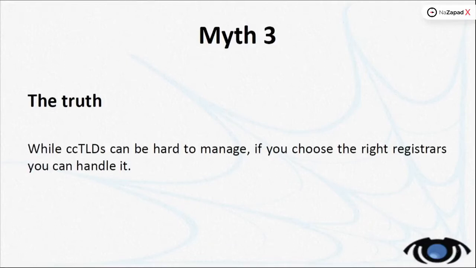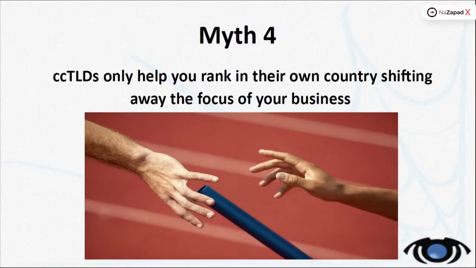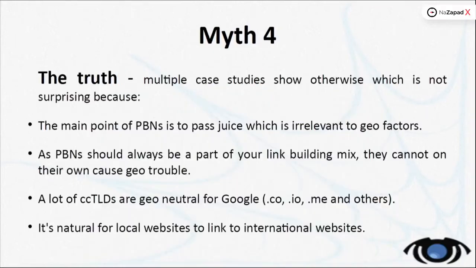And another myth, related to SEO and not the domains, is that ccTLDs only help you rank in the country they were bought for. So of course you shouldn't go overboard and try to rank in US Google.com with 100% co.uk domains, you know, that would be stupid.